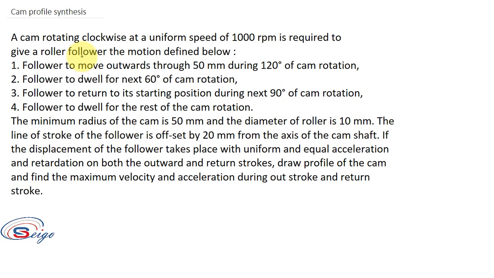Today we are going to discuss the synthesis of a cam profile in which the follower is of roller type and executing a uniform acceleration motion. So the question is, a cam rotating clockwise at a uniform speed of 1000 rpm is required to give a roller follower the motion defined below.